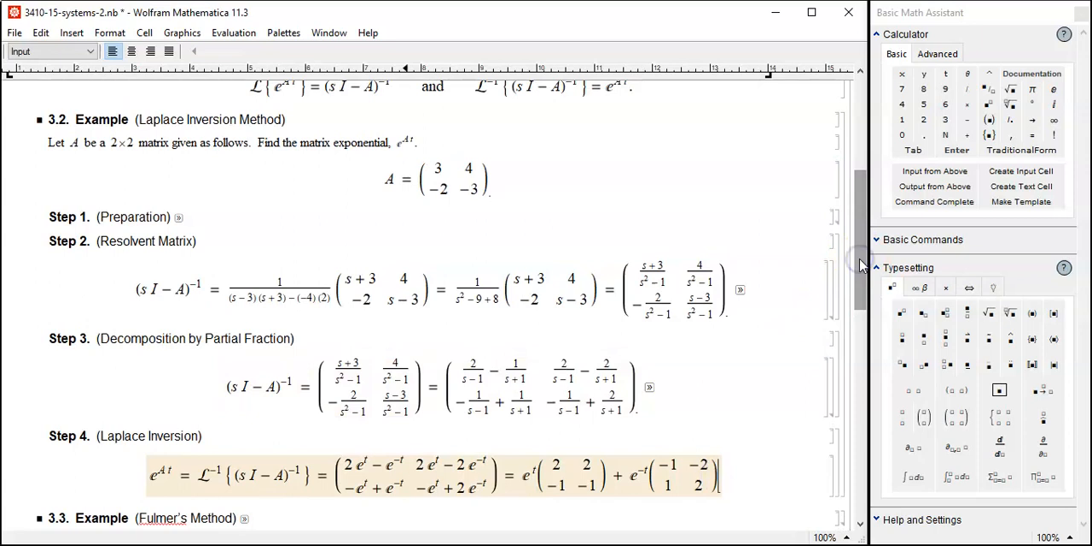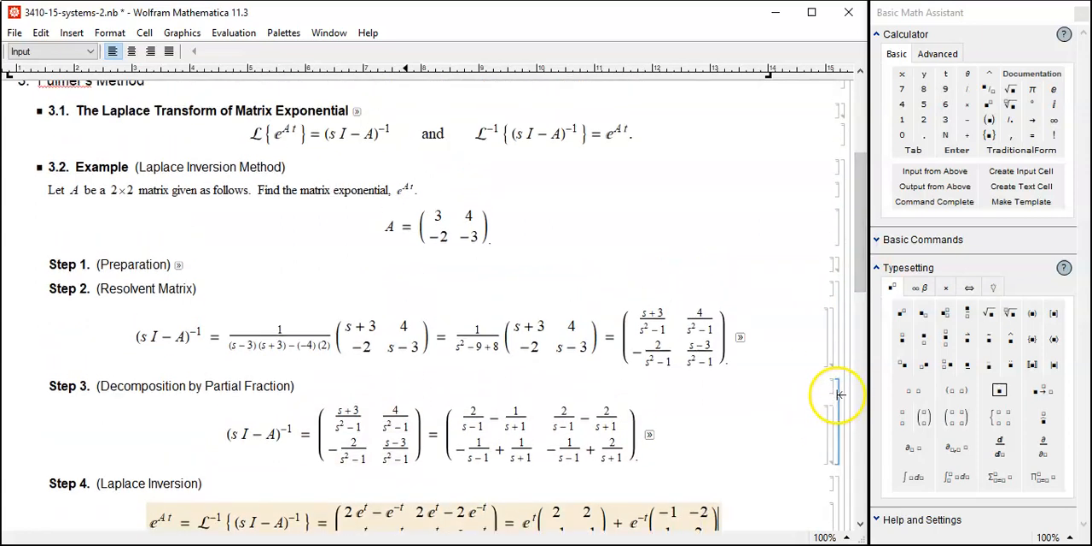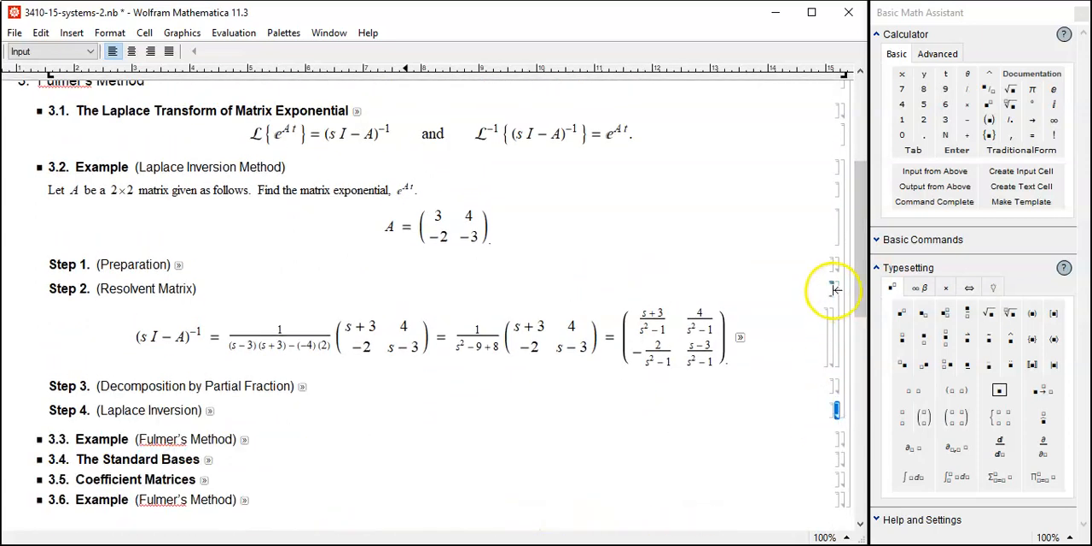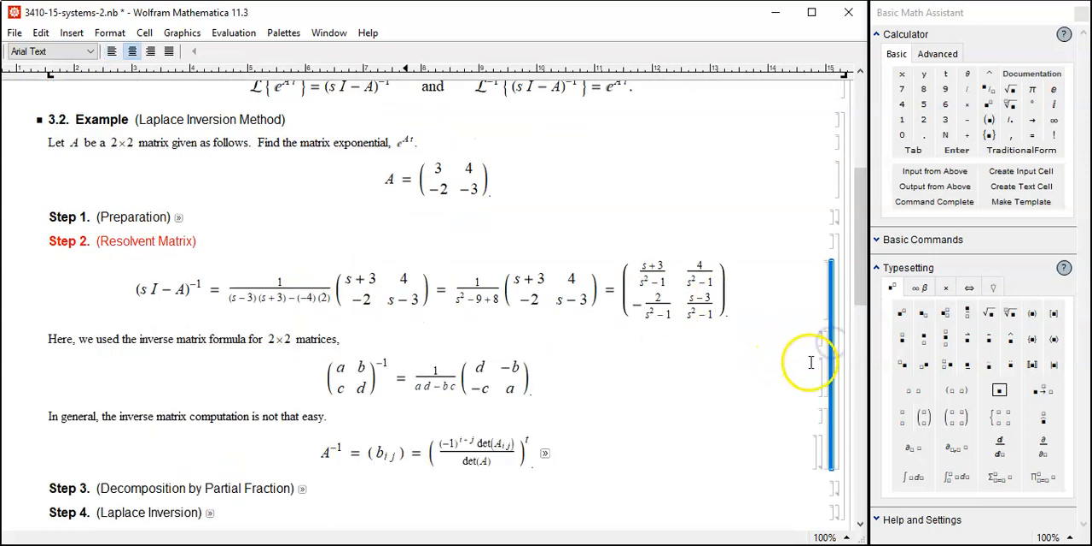Now, why are we doing this? Well, for the 2x2 case, this computation in step 2 wasn't too bad, because that's primarily because this was okay.